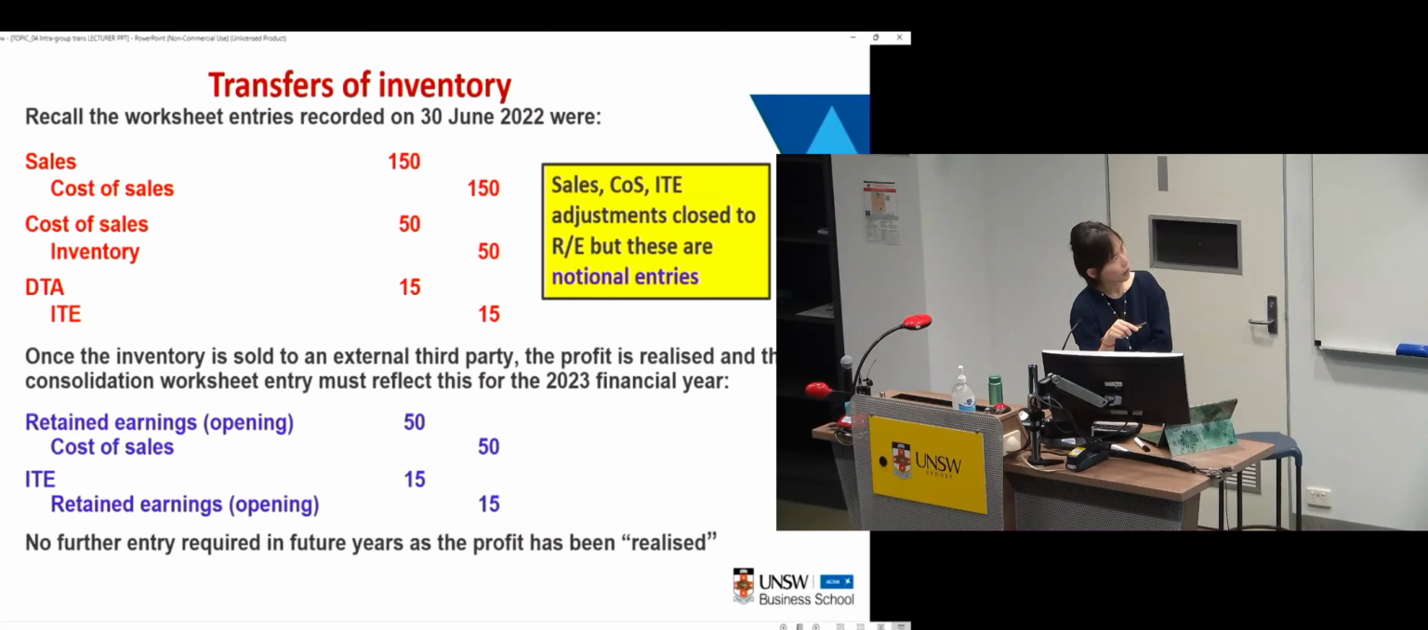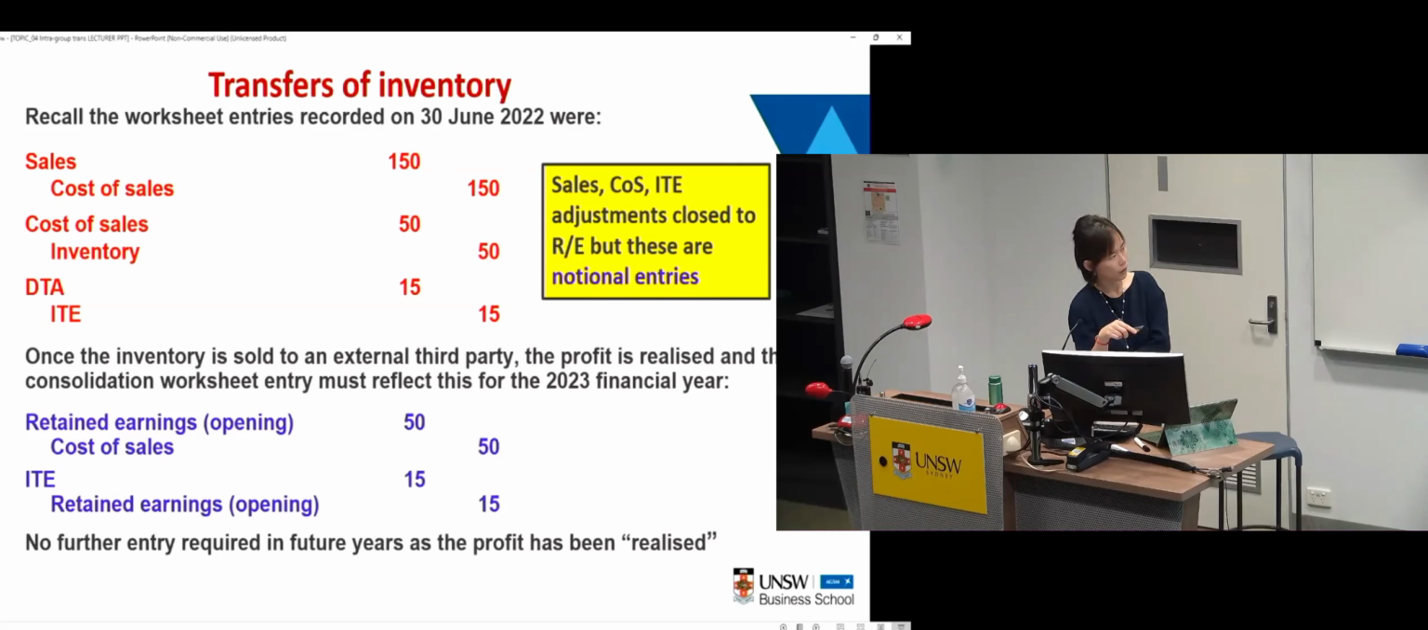You can see prior year sales revenue, cost of sale, income tax expense, all close to retained earnings. So instead of having two separate entries, you can just combine these two lines and debit retained earnings for 35. That is based on the after-tax adjustment using 150 minus 100 cost of sale, minus 15 income tax. Now, because the inventory was sold during the year 23, an adjustment is made to cost of sale.